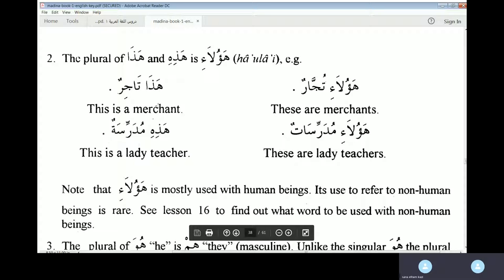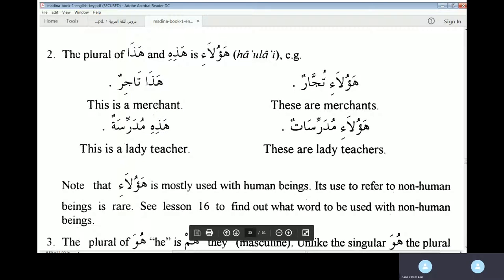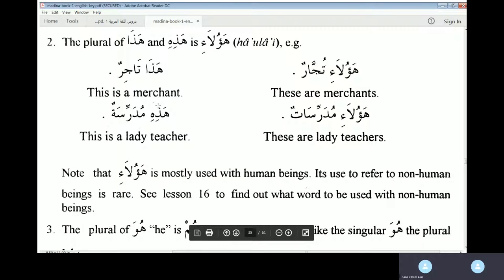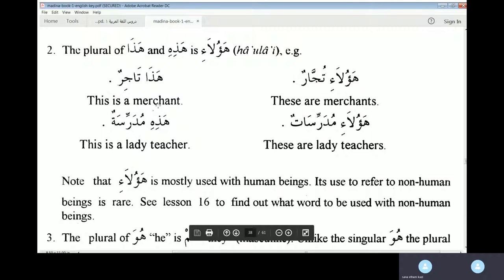Note that هؤلاء is mostly used with human beings. It's rare to use it to refer to non-human beings. See lesson 16 to find out what word to be used with non-human beings. Note one more thing, that in Arabic we have three categories: singular, dual, and plural. So at the moment you are learning about plural. Later you will learn about dual also.